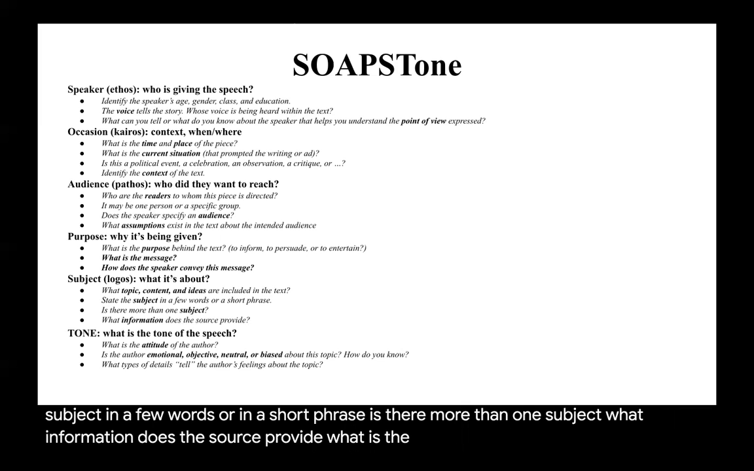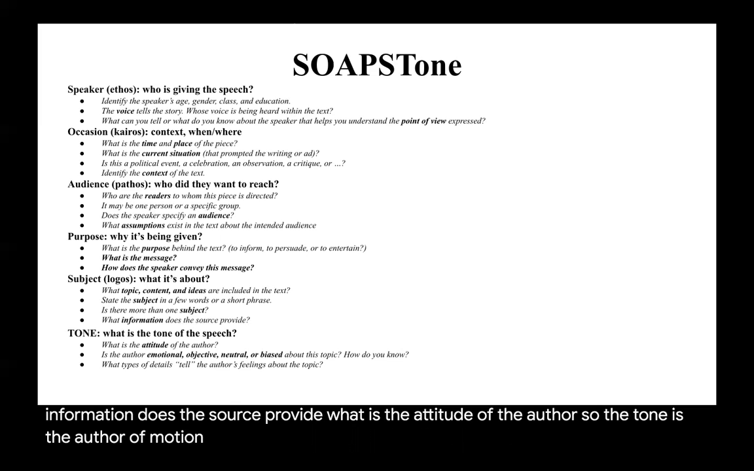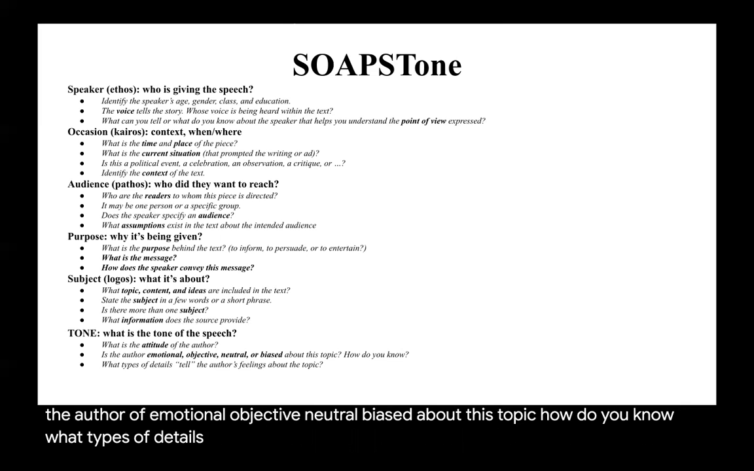What is the attitude of the author? So the tone. Is the author emotional, objective, neutral, biased about this topic? How do you know? What types of details tell the author's feeling about the topic?